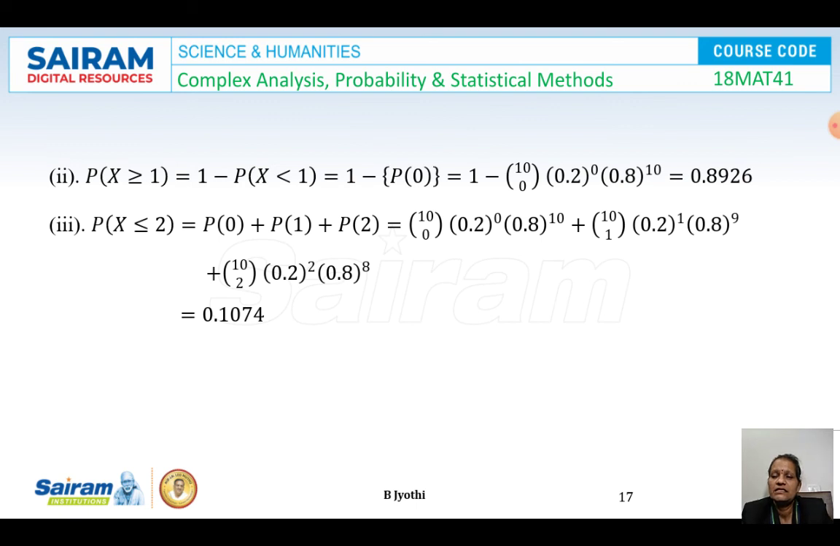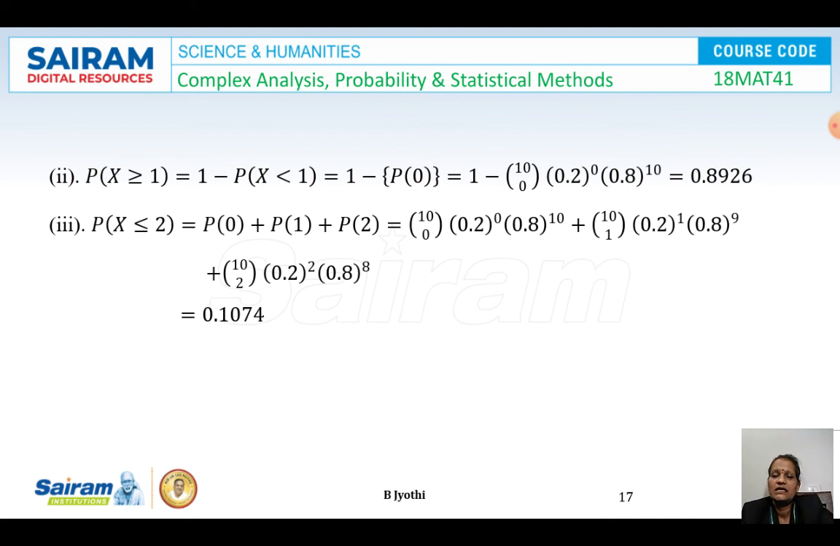Next, at least 1 line, that is greater than or equal to 1, or we can also write it as 1 minus P of x less than 1. So 1 minus P of 0, which is 1 minus 10C0, 0.2 power 0, 0.8 power 10, that is equal to 0.8926.